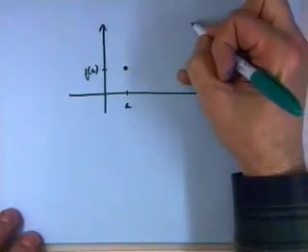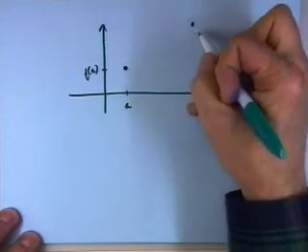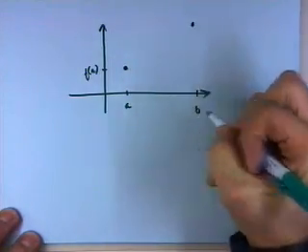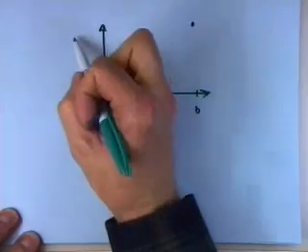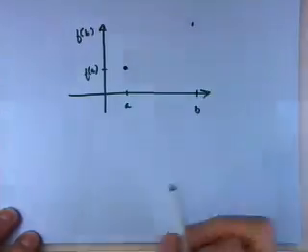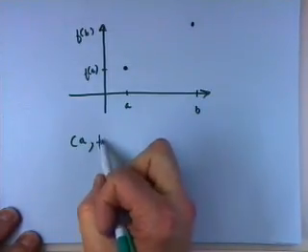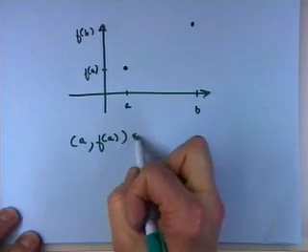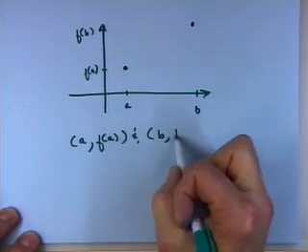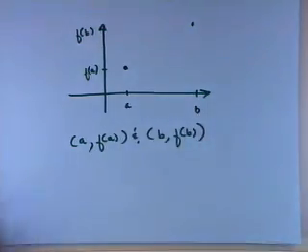And then we've got some other point up here. Let's say that is b. So we've got these 2 points, a, f of a, and b, f of b. And it says the function has to be continuous on this closed interval. So there's no gaps, no jumps, no discontinuities of any kind.